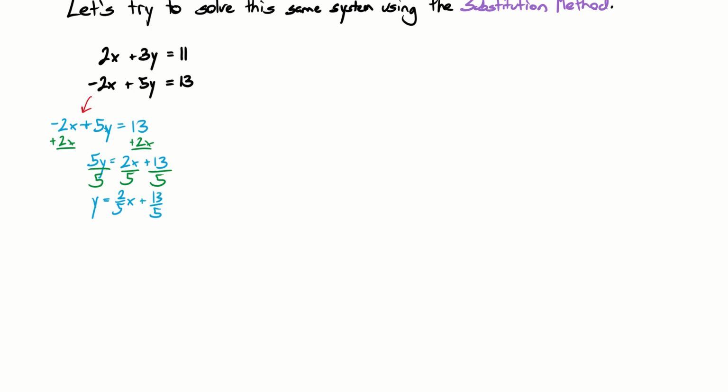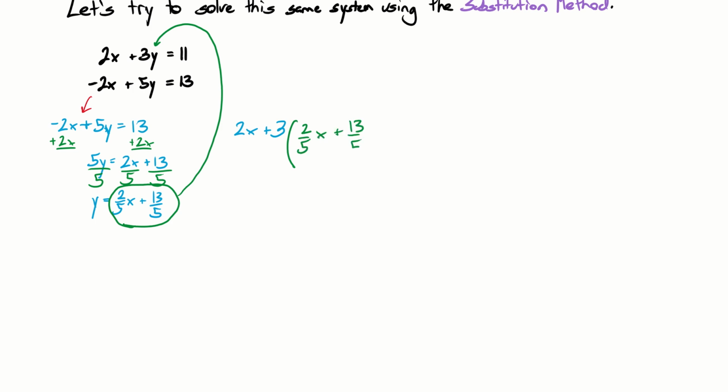Now remember, the rule with substitution is I take what y is, in this case 2/5 x plus 13/5, and I have to send it into the other equation's y variable. So I'm just going to take this and pop it right into that first equation right behind that 3. All right, so let's see what I get there. I get 2x plus, and I'm going to substitute in, whoops, don't forget the 3 coefficient in front. I'm going to substitute in this whole craziness of 2/5 x plus 13/5.